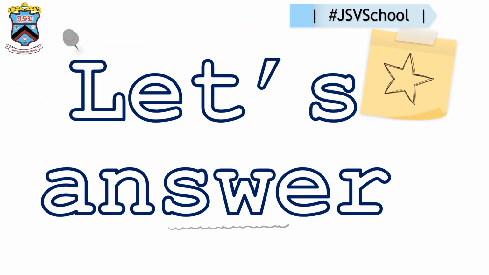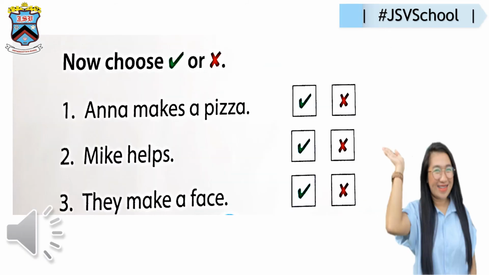Let's answer. Now I want you to choose check or X. I want you to remember the conversation and read the sentences. If the sentence is correct and it was in the story, I want you to choose check. But if the sentence is incorrect and it was not in the story, I want you to choose X. Circle your answer. Teacher Crystal will give you time to read each sentence and choose your answer.